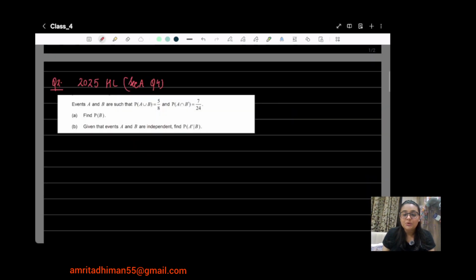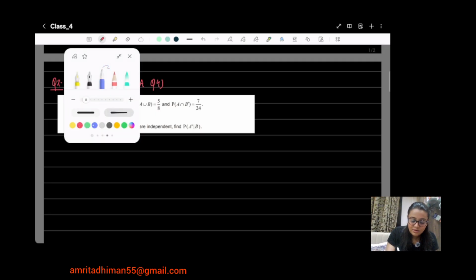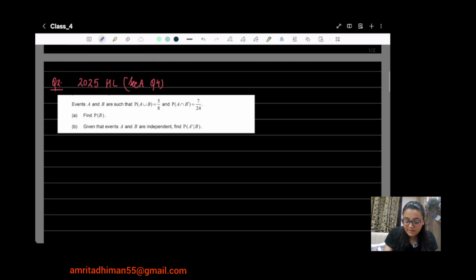I have taken this from the 2025 paper. It's an HL question from section A. Here we need to apply two rules, and both are given in your data booklet. First, the probability of A union B is equal to probability of A plus probability of B minus probability of A intersection B.